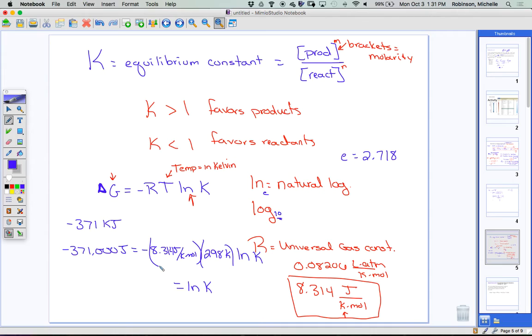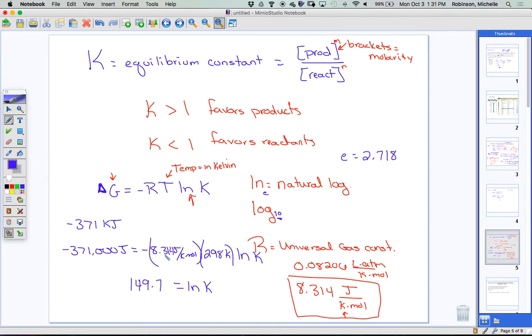How do you get the temperature at 298? I just said we did it at room temperature. Why isn't it 300? Because 25 degrees Celsius is usually considered room temperature. So it's 298. Did y'all get the same thing I did? Okay, good.